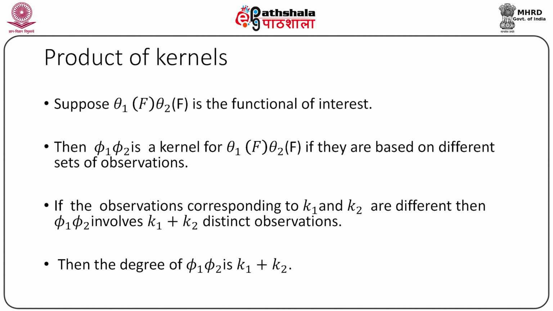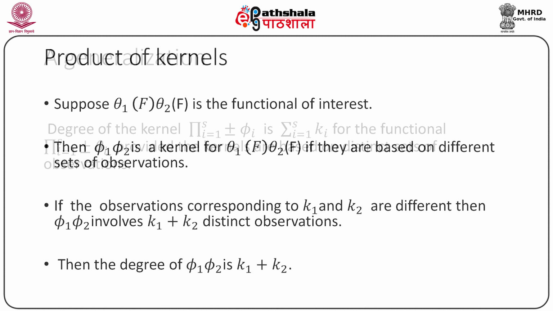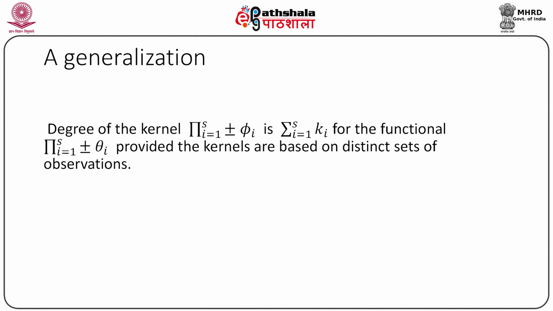Therefore, if theta1 into theta2, that is the product, is the functional of interest, then phi1 phi2 is a kernel for theta1 theta2 if they are based on different sets of observations. Assume that the sets of observations corresponding to k1 and k2 are different. Then phi1 phi2 involves k1 plus k2 distinct observations. Thus, the degree of phi1 phi2 is k1 plus k2, and we can easily generalize this result.